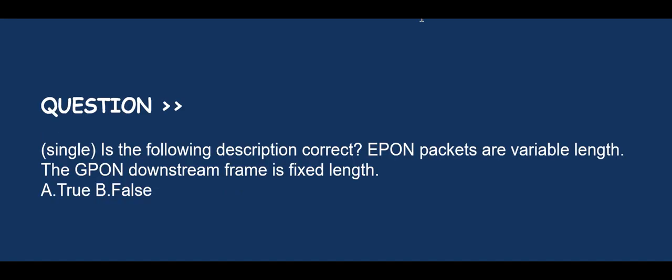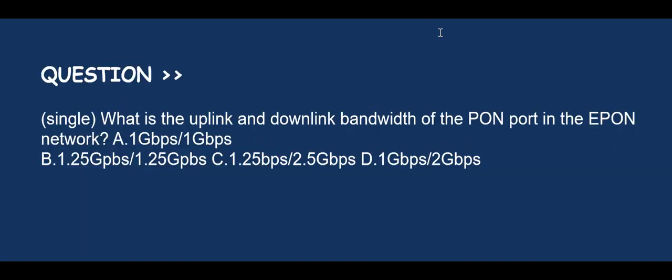Next one, is the following description correct? The EPON packets are variable length. The GPON downstream frame is fixed length. Option A true, option B false. Option A is correct. Next one, what is the uplink and downlink bandwidth of the PON port in the EPON network? Option A 1 Gbps by 1 Gbps, option B 1.25 Gbps by 1.25 Gbps, option C 1.25 Gbps by 2.5 Gbps, option D 1 Gbps by 2 Gbps. Correct answer is option B.